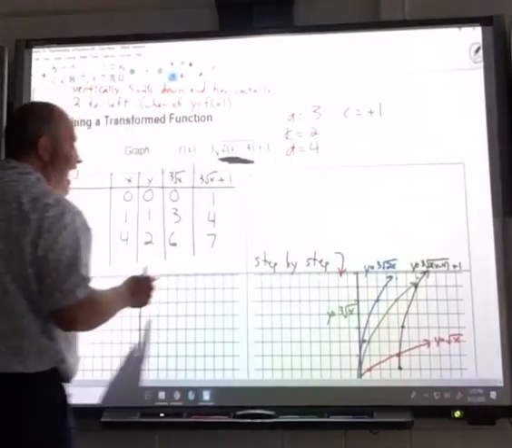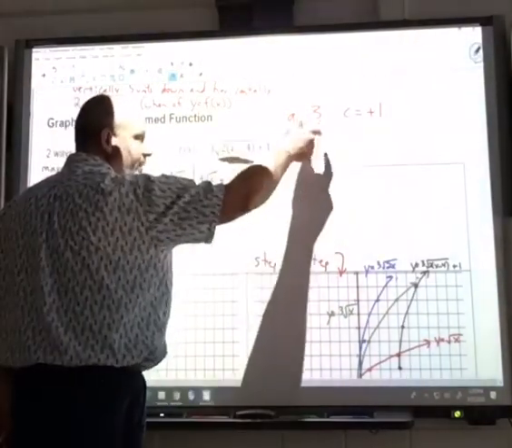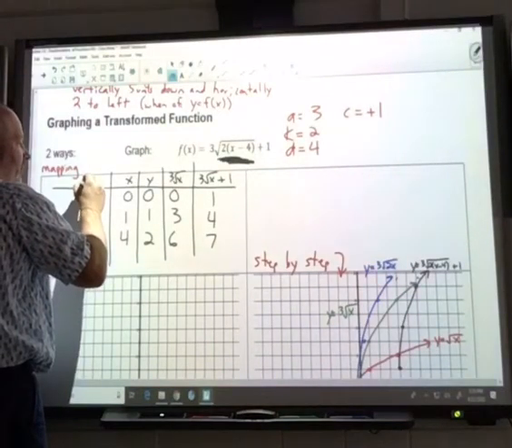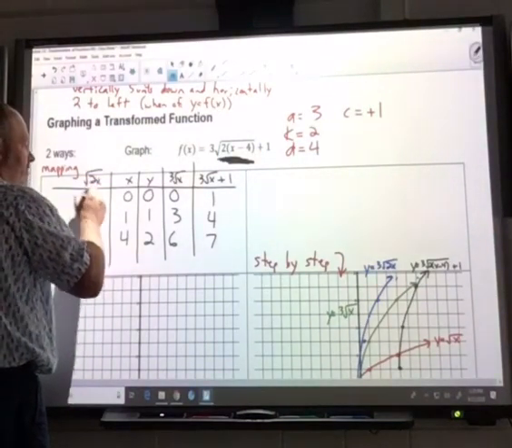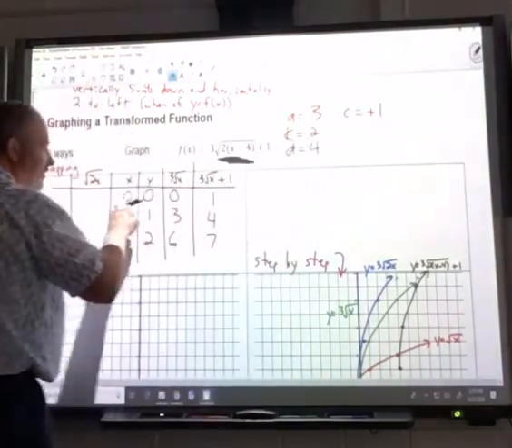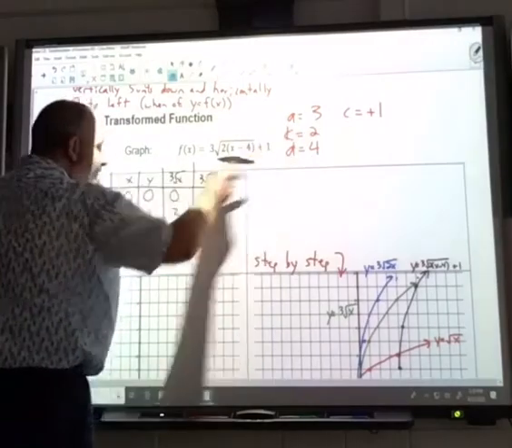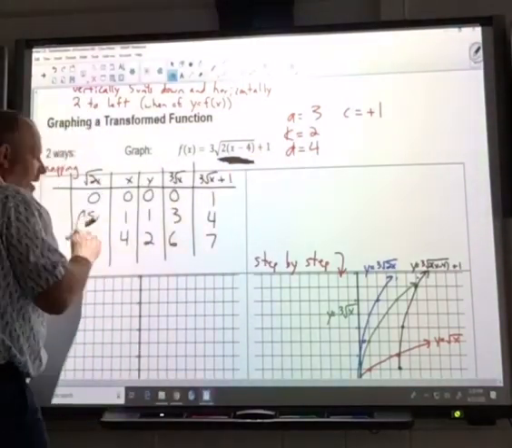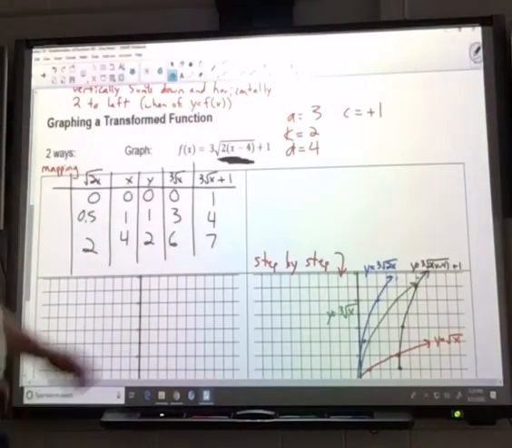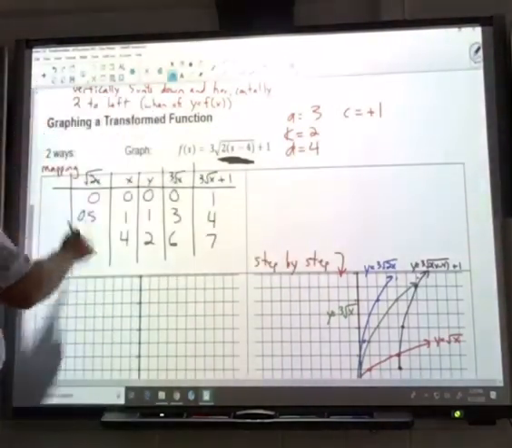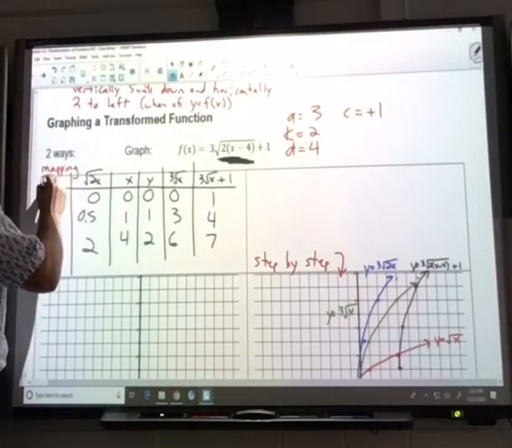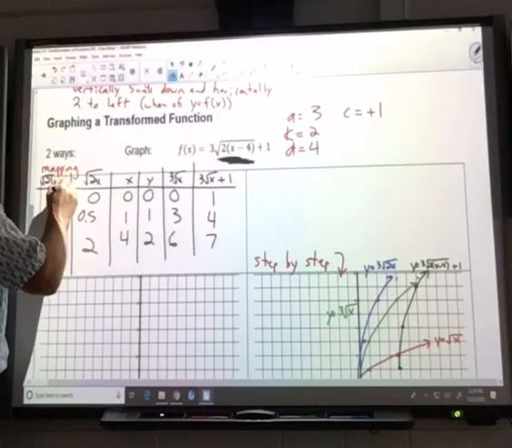K is halving values. Remember, it's a 2. We flip it. It halves things. So this is going to be the root of 2x. And so what I do is I halve the 0, which is 0, and I halve the 1, which is 0.5, and then I halve the 4, which is 2. And then I add on the d value, which is 4. So 0 plus 4, so this is going to be root 2 bracket x minus 4.